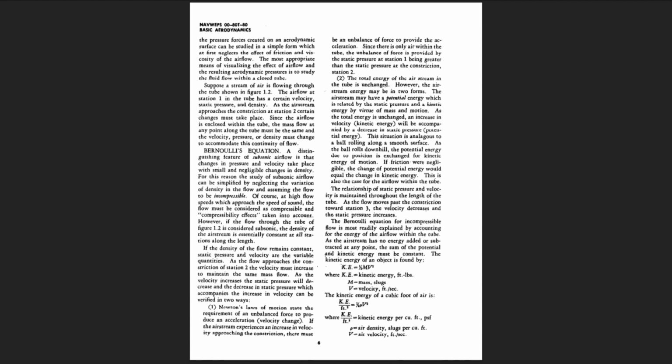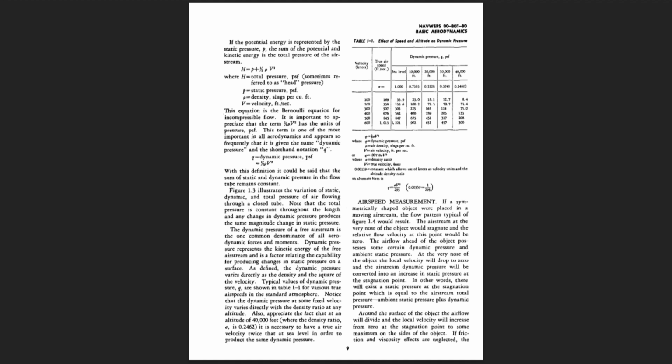The kinetic energy of a cubic foot of air is KE per cubic foot equals 1/2 rho v squared, where KE per cubic foot equals kinetic energy per cubic foot, equivalent to pounds per square foot or PSF. Rho equals air density in slugs per cubic foot, and v equals air velocity in feet per second. If the potential energy is represented by the static pressure, p, the sum of the potential and kinetic energy is the total pressure of the airstream.